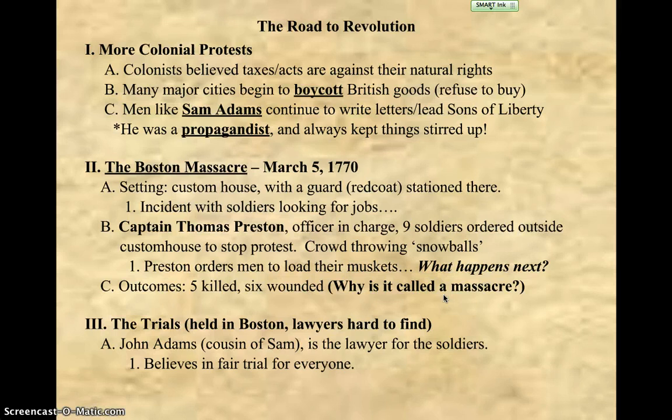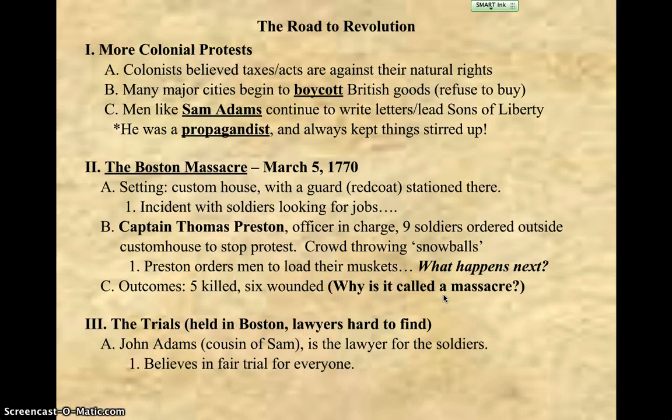So when the trials all take place, a guy named Sam Adams is going to go on trial, or rather, in this case, you have the cousin of Sam, John Adams, who's going to be the lawyer hired for the soldiers. John Adams is going to try to get the soldiers found not guilty. He loses his popularity because he's stepping up for the soldiers. He's actually defending the soldiers who killed five people. And his reasoning is that he believes in a fair trial for everyone. It's his job as a lawyer to do that.